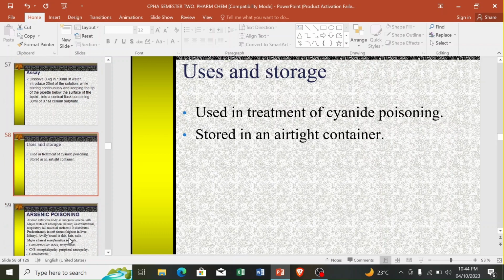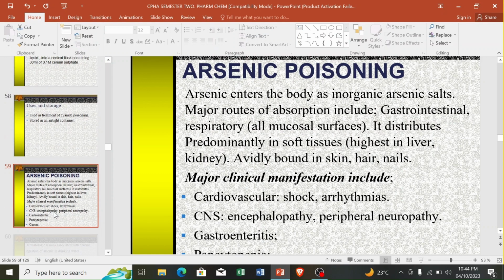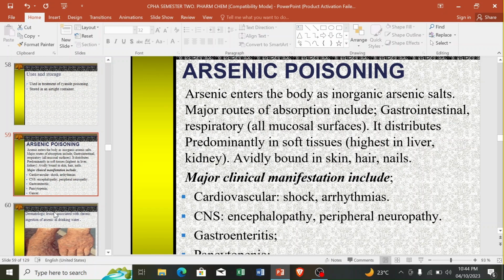Uses and storage of sodium nitrate. Used in the treatment of cyanide poisoning, and then stored in airtight containers. That is how we can store it. Next is what we call arsenic poisoning. Arsenic is one of the elements of this group of the periodic table.